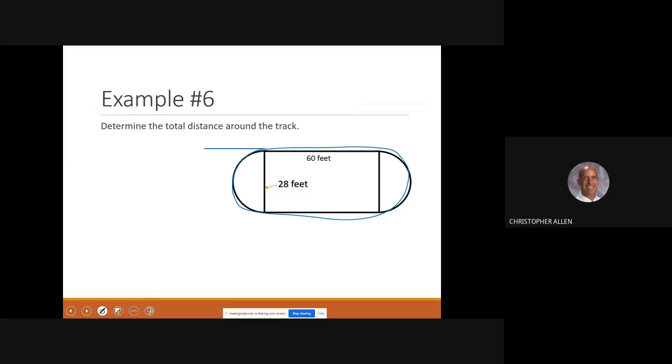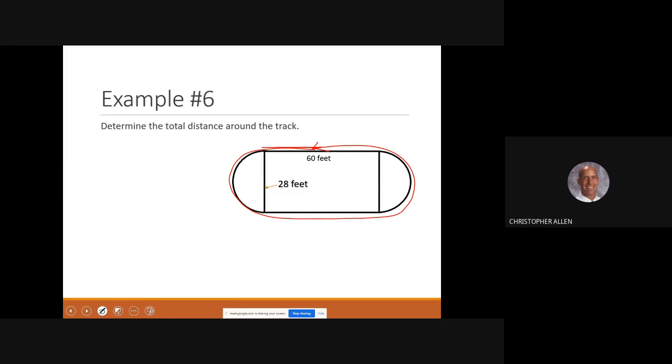And those of you that are involved in track, you're probably like, Mr. Allen, that's not the direction we run. I think they run the other way. Is that right? Do you have any track runners in here? I don't know if any of you are track runners. I think they normally start here, and then I think they go this way.